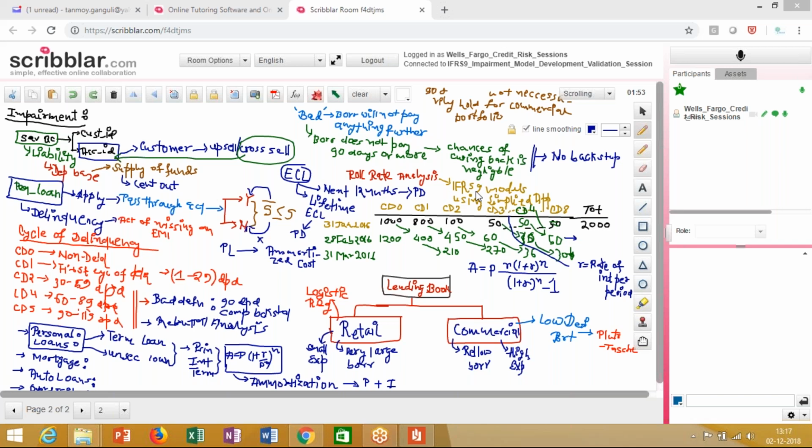Tanvir, sorry for the interruption. Another question here. When we talk of natural calamities, like if there is a flood, that would totally fall into operational risk, right?